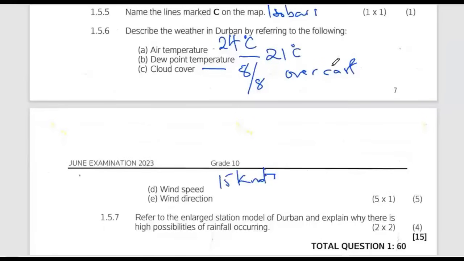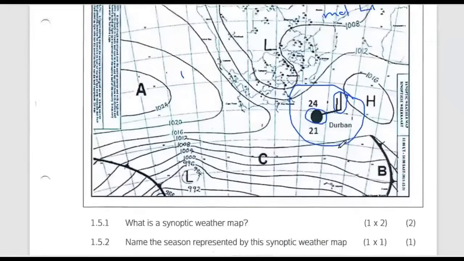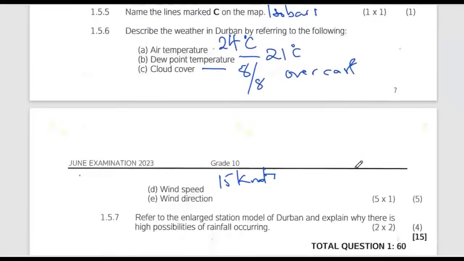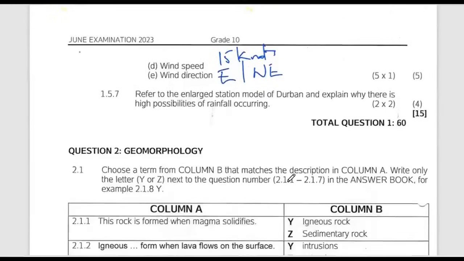Then wind direction. We check our wind direction by looking at where this bar is pointing to. This bar here is the one that shows us the direction of the wind. And if we check there, where is it pointing? It is pointing towards the east or northeast. So east is correct, or you can say northeast. That is where the wind is coming from. Right. Then refer to the enlarged station model of Durban and explain why there is high possibility of rainfall occurring.